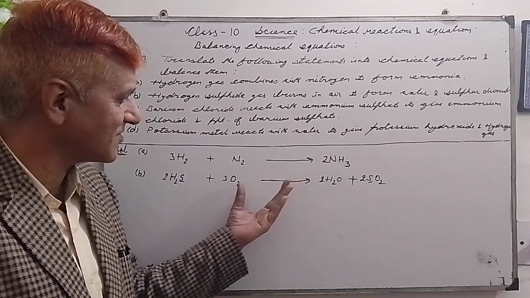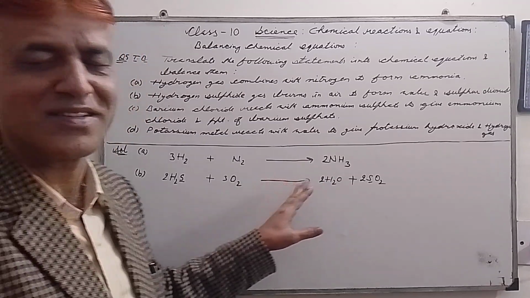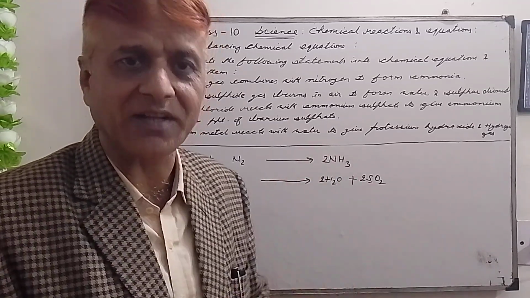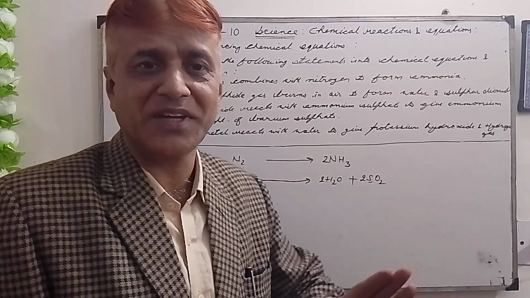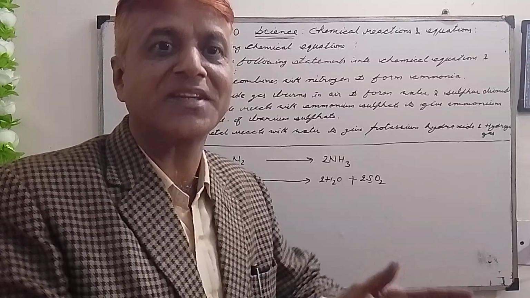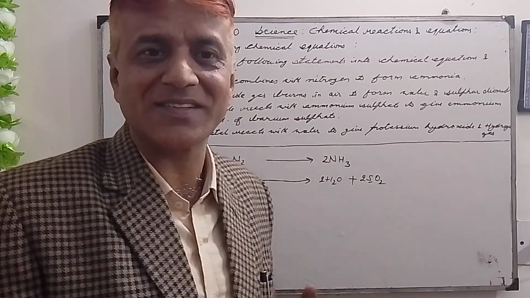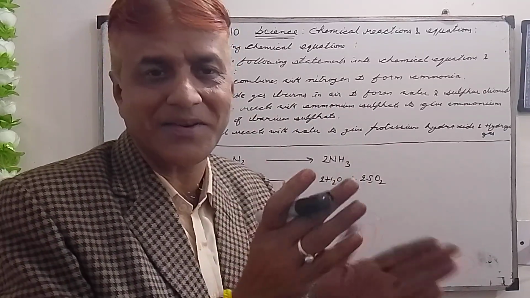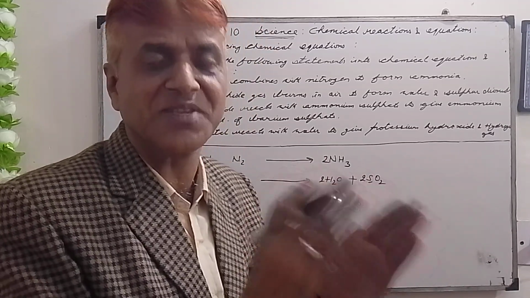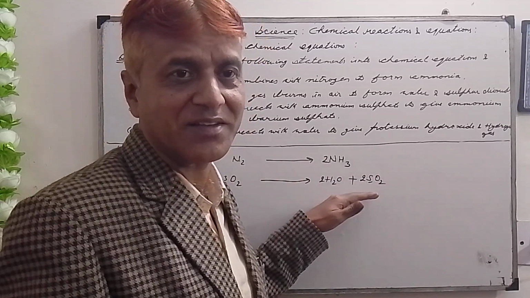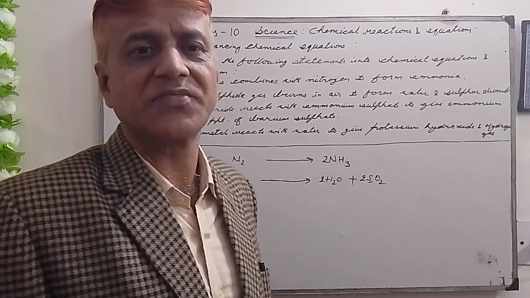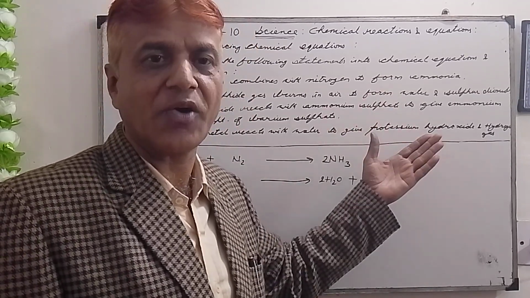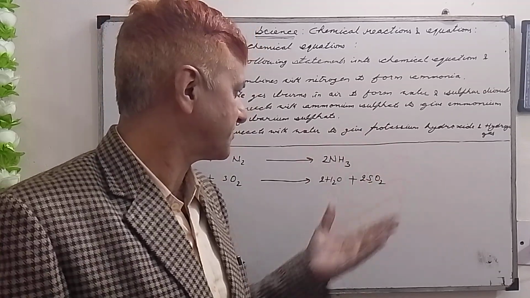So my dear students, balancing is not actually an easy work, but with practice you will understand all these things. The problem is that when we balance one atom, then other atoms get disbalanced. This is the problem. So there is not any fixed method to balance a chemical equation. Please, it is only practice which is the method to learn how to balance a chemical equation.